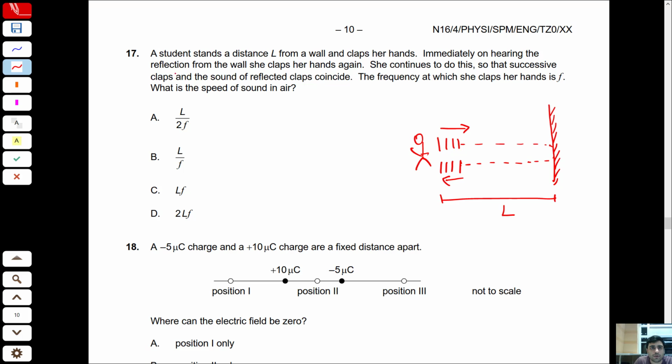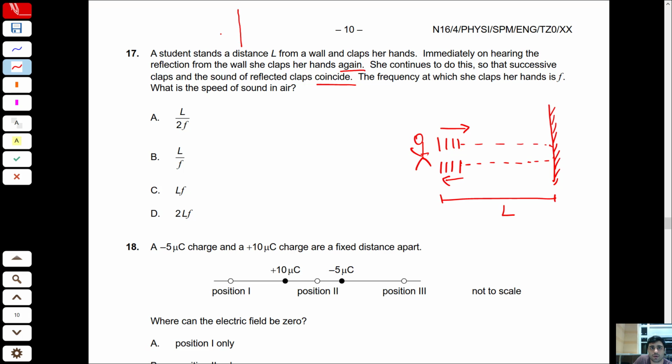Immediately on hearing the reflection from the wall, she claps her hand again. So it's a cyclic pattern: time period, frequency. She continues to do this so that the successive claps and the sound of reflected claps coincide. So each time she hears the wave returning, she claps again. So it's a complete cycle.